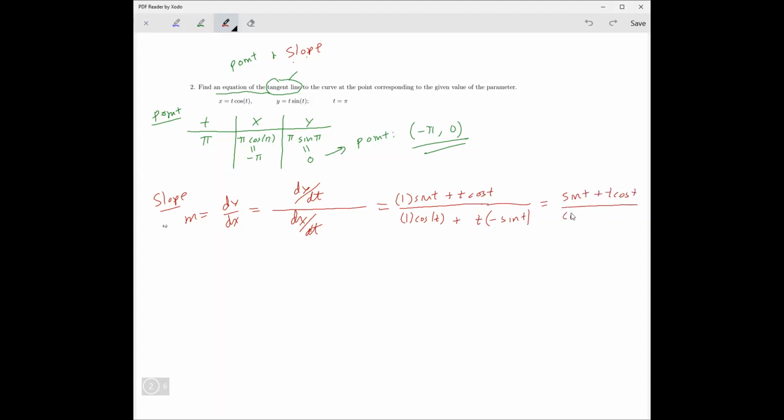So we get this. And now, you want it when t is equal to pi. So a possible notation for this would be dy/dx where, no, not x, t is pi. Okay, so in this equation here, you replace all of the t's with pi's.